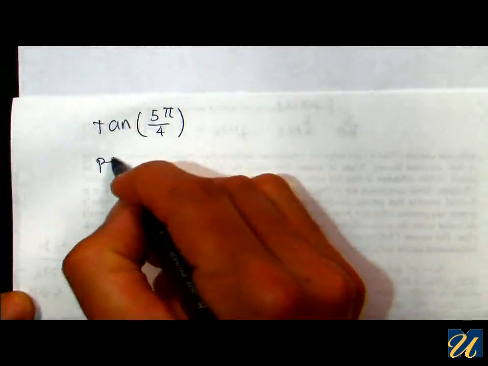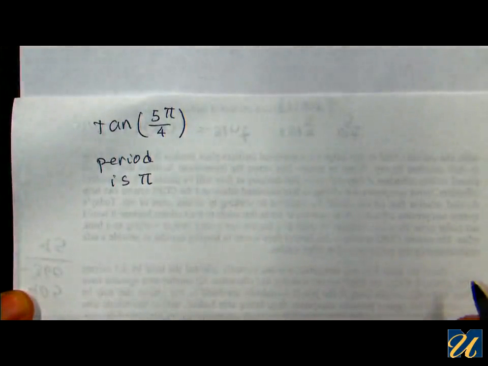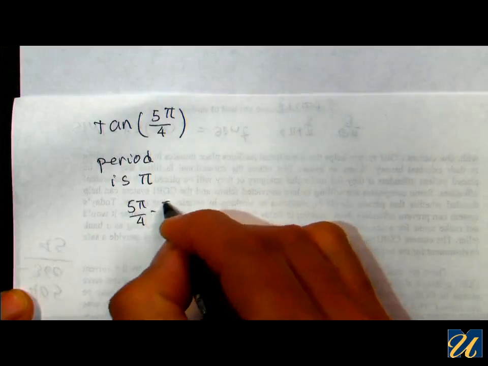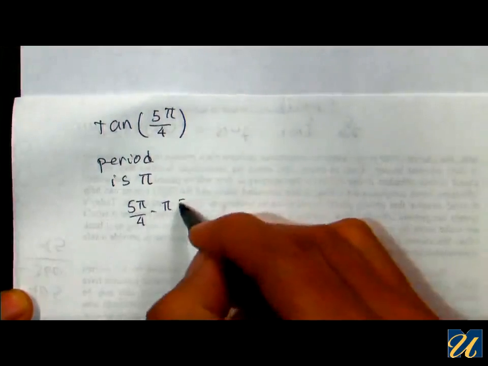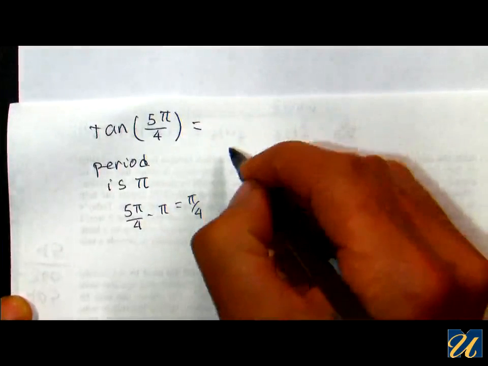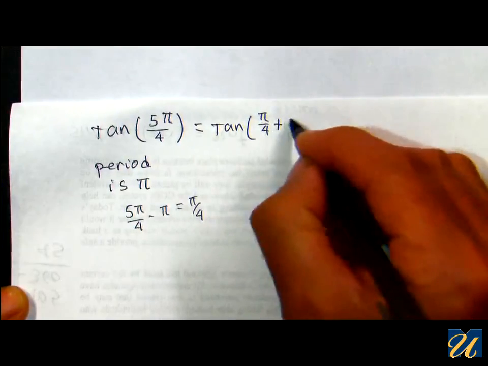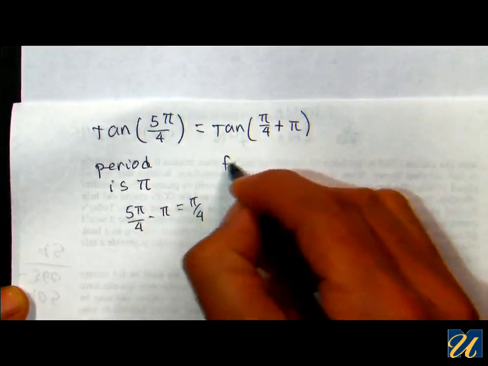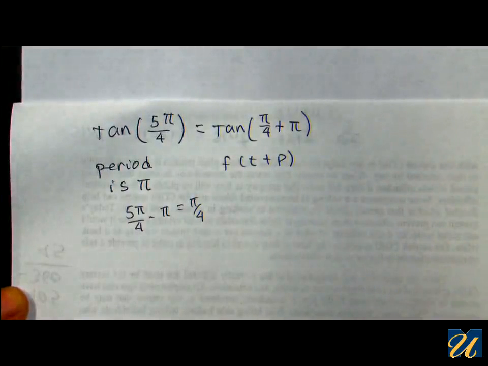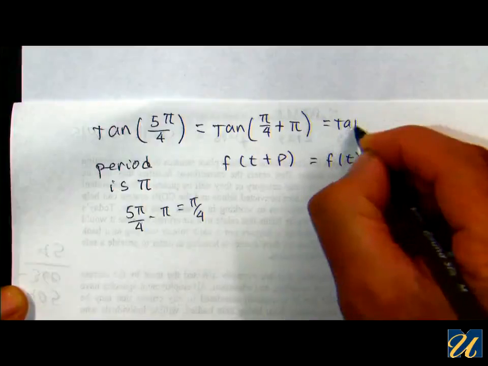Okay, well the period here of tangent is pi. So you can imagine taking 5 pi over 4 and subtracting pi. That'll leave you with pi over 4. So in other words, the tangent of 5 pi over 4 is the tangent of pi over 4 plus pi. This is f of t plus p, again, because the period of the tangent is only pi. So that result is the same as f of t. Here it's just the tangent of pi over 4.